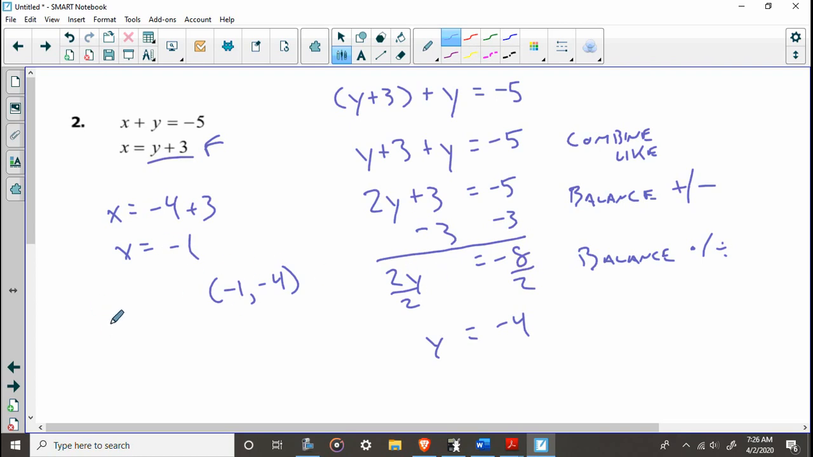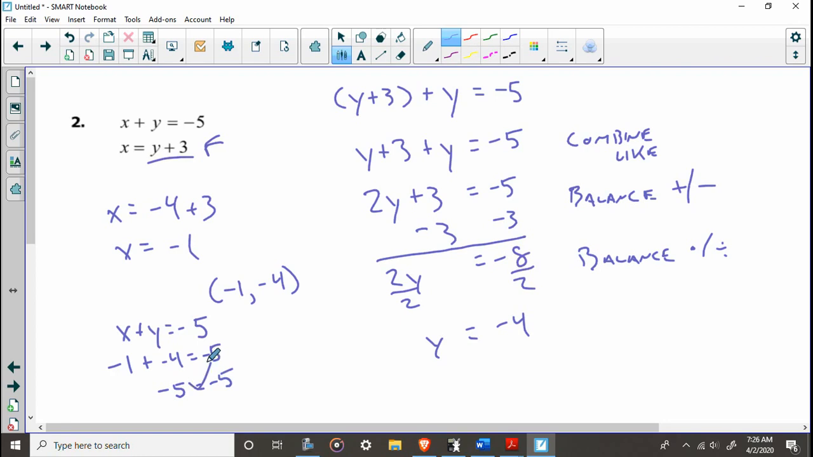Let's just make sure. Let's plug it back into this first one. What do I have? x plus y is equal to negative 5. Well, that's negative 1 plus negative 4. And last I checked, that works. So always double check your answers.